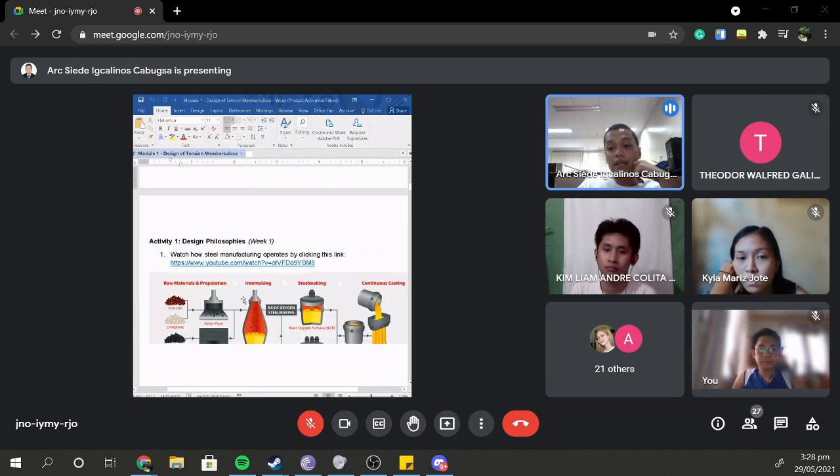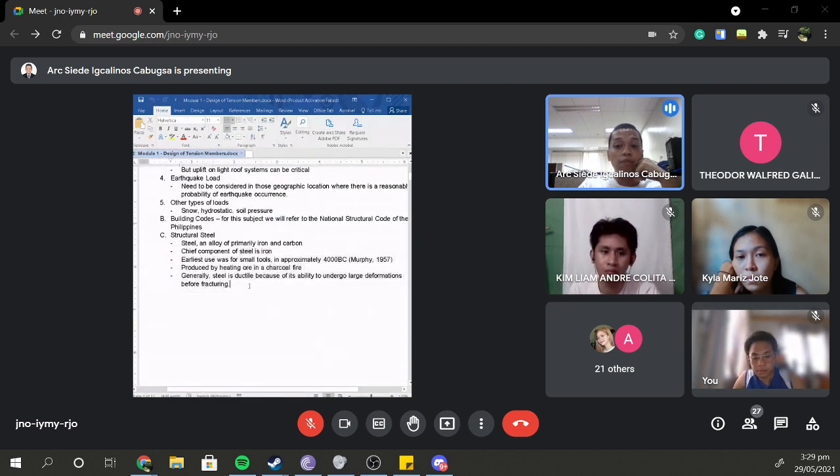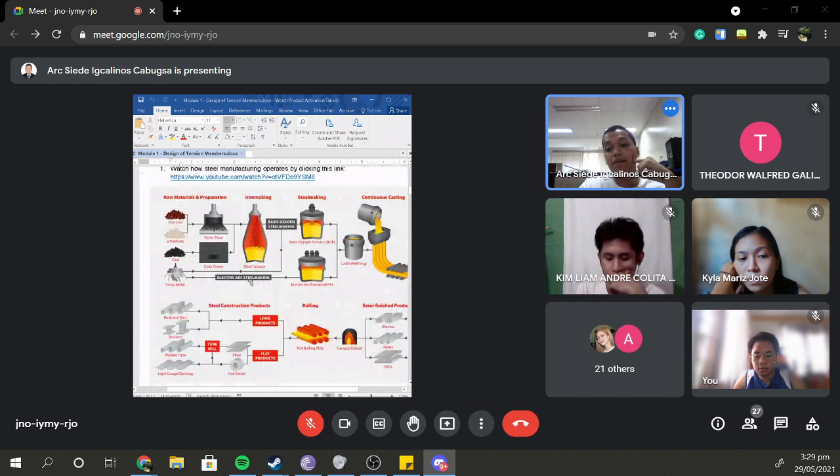Sa inyong activity on your own, you're going to watch how steel manufacturing operates, no? Okay. Chief component is iron. Earliest use was for small tools produced by heating ore in charcoal fire. Then generally steel is ductile because of its ability to undergo large deformations before fracturing. Alright, so kana siya.